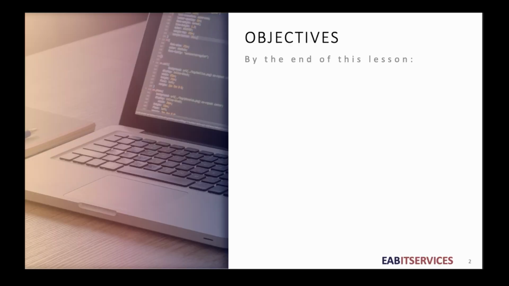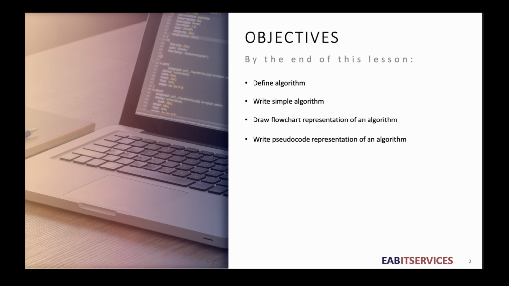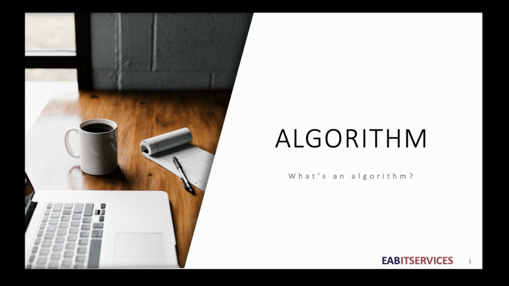By the end of this lesson, you should be able to define what an algorithm is, write a simple algorithm, draw a flowchart representation of an algorithm, and write a pseudocode representation of an algorithm. You should be able to state and explain at least 2 programming methodologies. Let's begin. What is an algorithm?